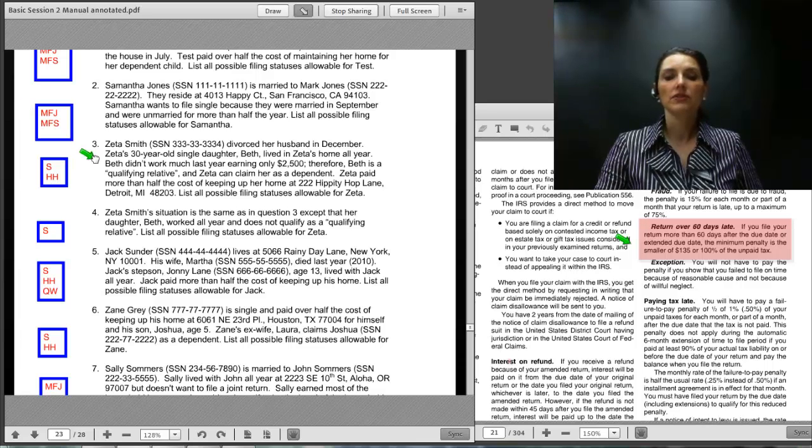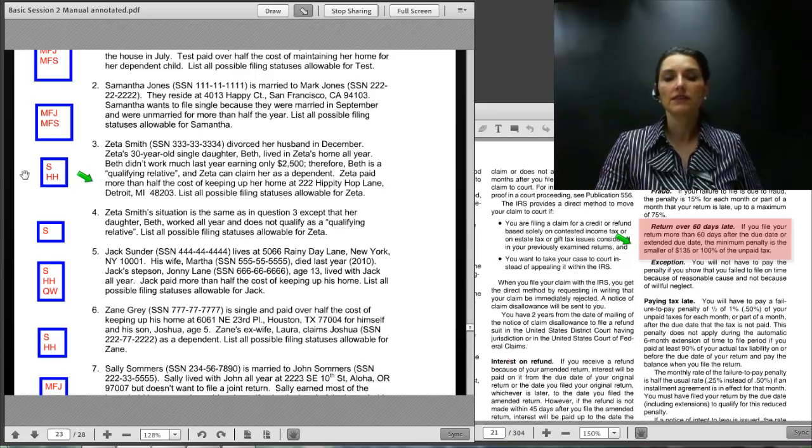Zetta Smith divorced her husband in December. Zetta's 30-year-old single daughter, Beth, lived in Zetta's home all year. Beth didn't work much last year, earning only $2,500. Therefore, Beth is a qualifying relative, and Zetta can claim her as a dependent. Zetta paid more than half the cost of keeping up her home at 222 Hippity Hop Lane. List all possible filing statuses for Zetta.